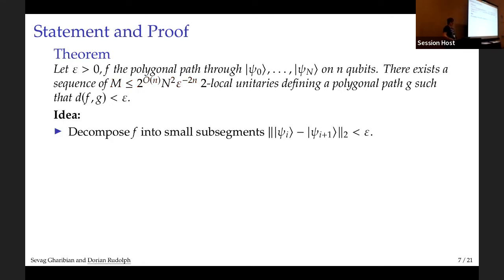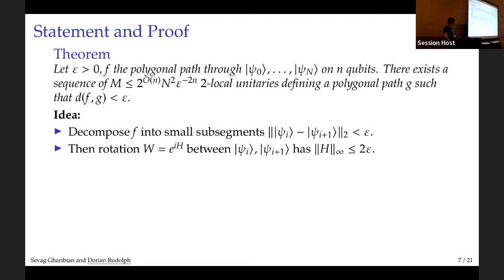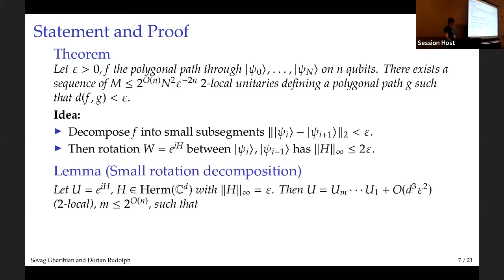And so the idea is to first decompose F into small subsegments of length at most epsilon. And then we define a rotation W, e to the iH, between these subsegments and show that its spectral norm is bounded by 2 epsilon. And now we have a new lemma, which is a decomposition of small rotations. So if we have a unitary e to the iH, and H has a small spectral norm, then we can write it approximately as a product of two-local unitaries. So they have an epsilon squared error.